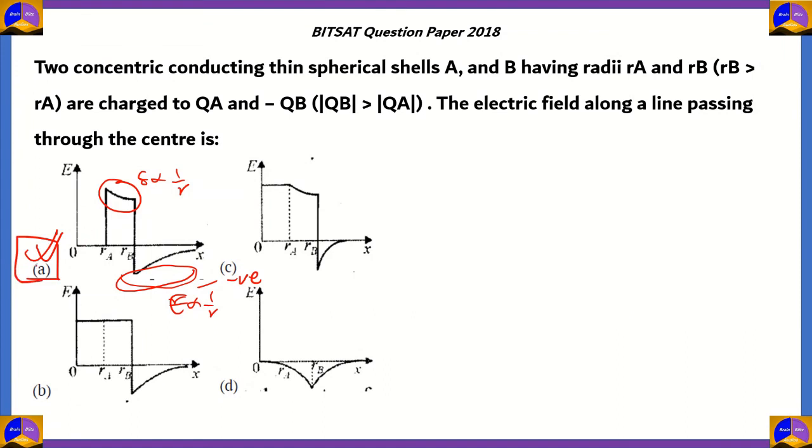Now, this graph is correct for the electric field. If, for example, you had electric potential, then you would have a constant potential inside the shell. So option C would have been the correct option if it was potential. But the question here specified electric field, so option C is incorrect. Option B is incorrect because the part that is between RA and RB is incorrect. And option D has the wrong graph from 0 to RB. That is also incorrect. So therefore, the correct graph here is option A.